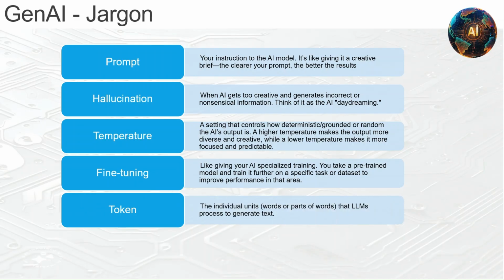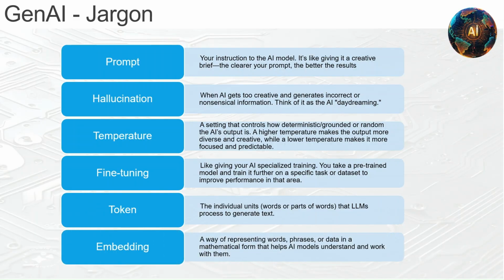Token, we have already seen. Now, tokens are individual units, either words or parts of words, that LLMs use to process or to generate text. The pricing of all the LLMs is also, as we saw, based on tokens. And finally, embeddings. Now, embeddings is a way of representing words, phrases, or data in a mathematical form. And this helps AI models understand and work with phrases or large sentences.